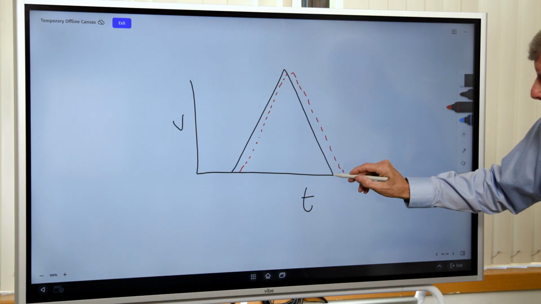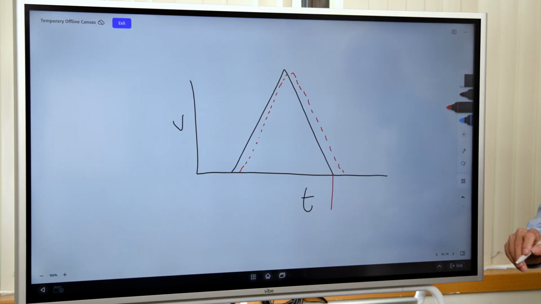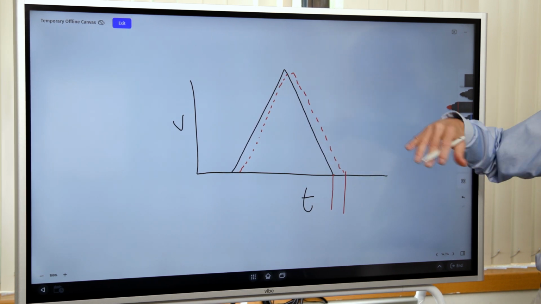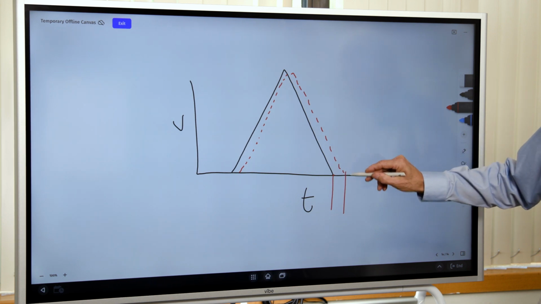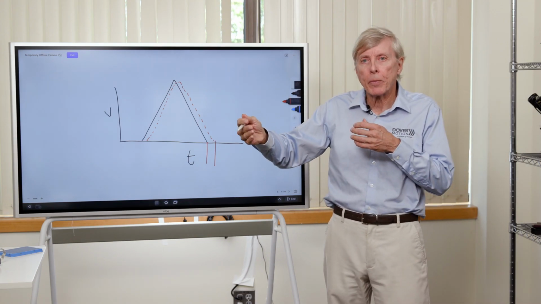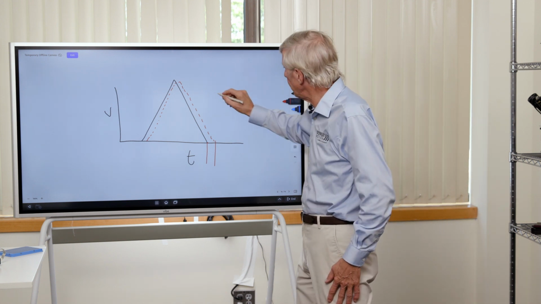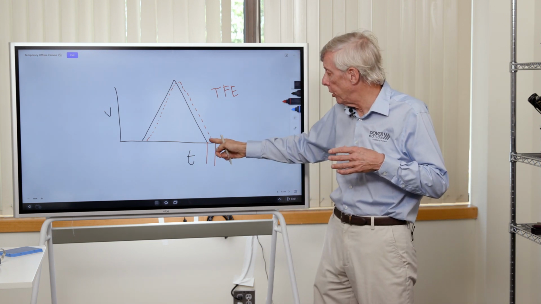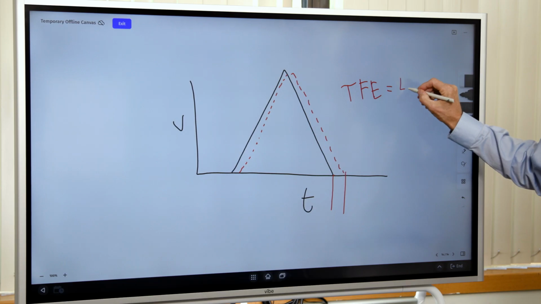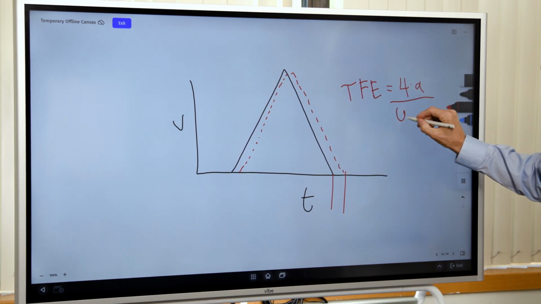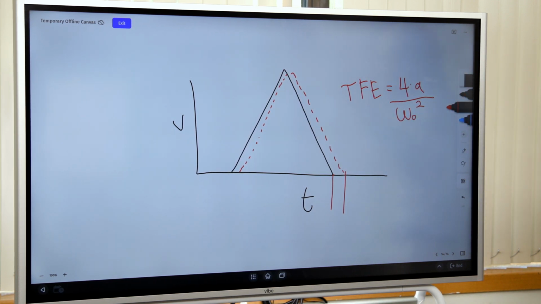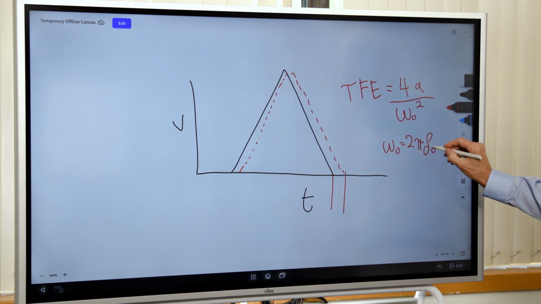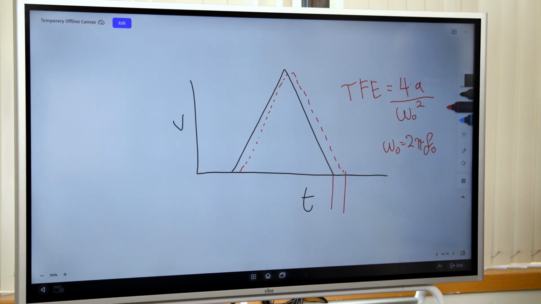And that means that at the moment of trajectory completion, which is here, our stage is not where it wants to be. Again, apologies, this is mixing a bit of position and velocity commentary, but it is past where we want it to be. And that terminal following error, or the following error at the moment of trajectory complete, is simply 4 times the acceleration divided by omega 0 squared, where omega 0 is 2 pi f sub 0, where f sub 0 is the servo bandwidth.